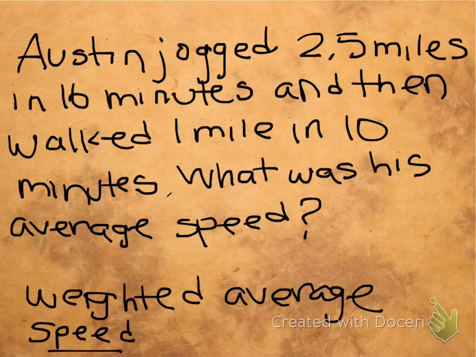The next problem is called, well, it's particularly speed, finding the speed of something, but it's a weighted average problem. And that's because we have more than one average here that we need to find, and we need to combine to get a total average speed. So in this case, we have Austin jogged 2.5 miles in 16 minutes and then walked 1 mile in 10 minutes. So we need the combination of his average speed.